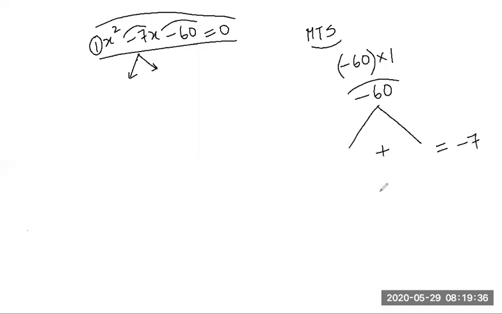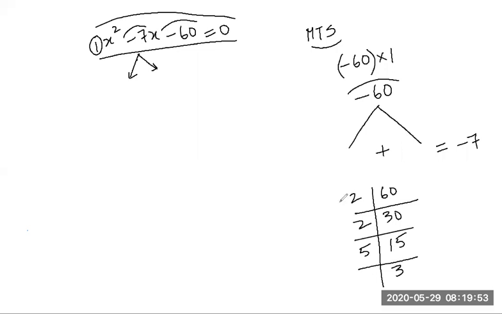So let's do the prime factorization of 60. You can say this is 2, 30, then 2, 15, then 5 and 3. So 2 into 2 into 5 into 3 is 60. And in order to make it minus 60, one of the factors must have negative sign. Yes, tell me student. Sir, minus 12x plus 5x.